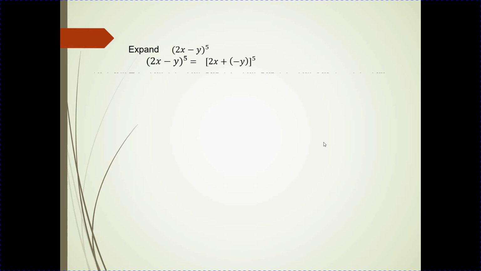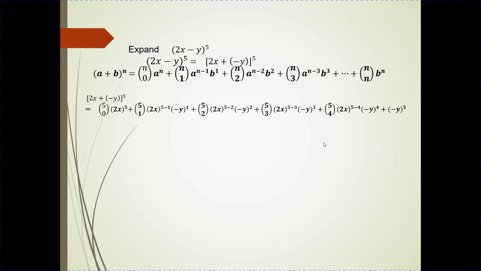Then we can apply the binomial theorem formula. Just plug the value of A, 2x, into A, and the value of B, negative y, into B, and N is 5, so you just plug in 5. When you expand it, we need to begin with 5 choose 0 times 2x to the power of 5.